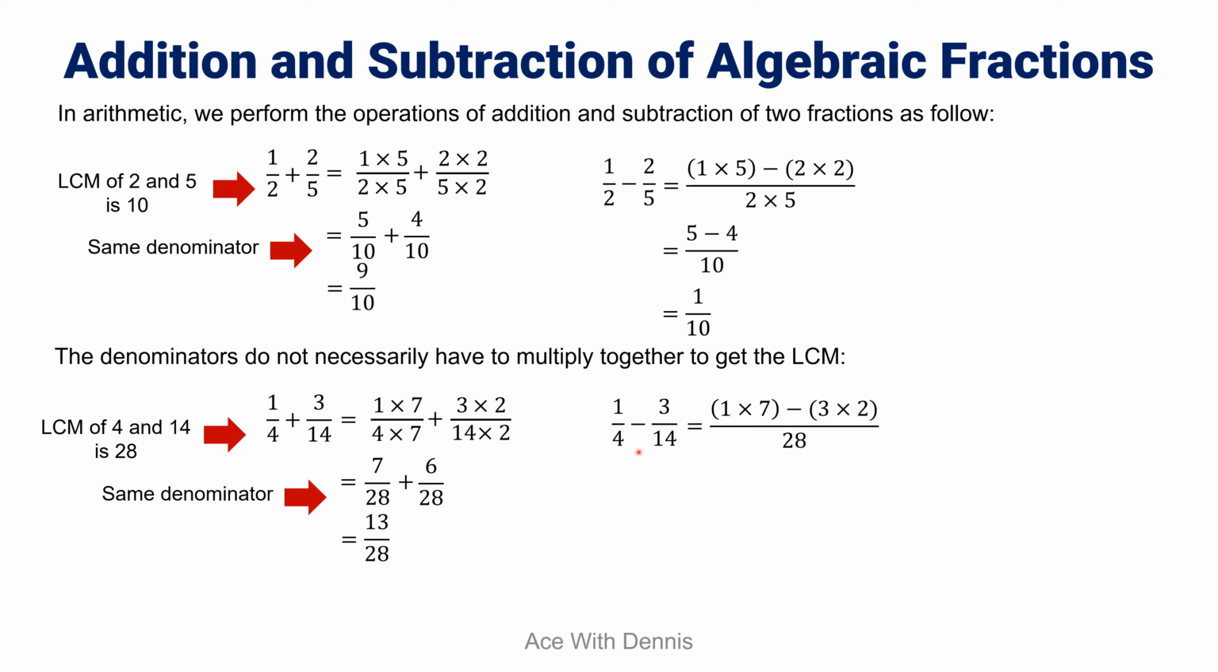Same case for the subtraction. The idea is the same thing. We have to make them a common denominator. So over 28, 1 times 7 minus 3 times 2, which is 7 minus 6 over 28. So we have the common denominator as 28. Hence the answer is 1 over 28.